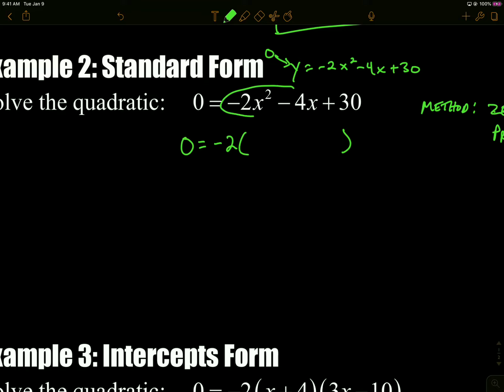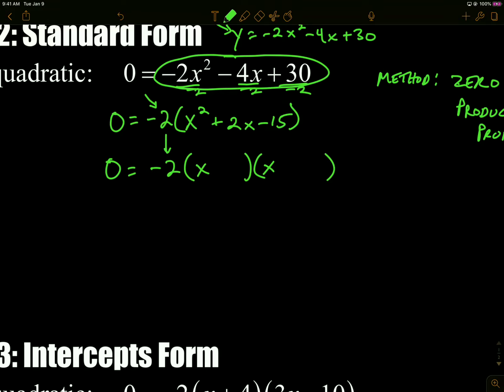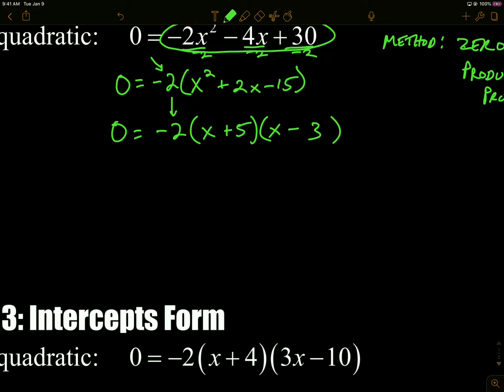It is not a product. This is currently not things multiplied together. So first I noticed that it's got a common factor of negative 2. So when I divide out a negative 2 out of each spot, I write my common factor here, and then inside the parentheses I divide everything by negative 2. So I get plus 2x minus 15. Now I can keep factoring. The negative 2 goes along for the ride, and the x squared plus 2x minus 15 becomes an x and an x. And the two numbers that multiply to negative 15 but add to 2 are going to be 5 and negative 3. Now I can apply the zero product property because I have products.